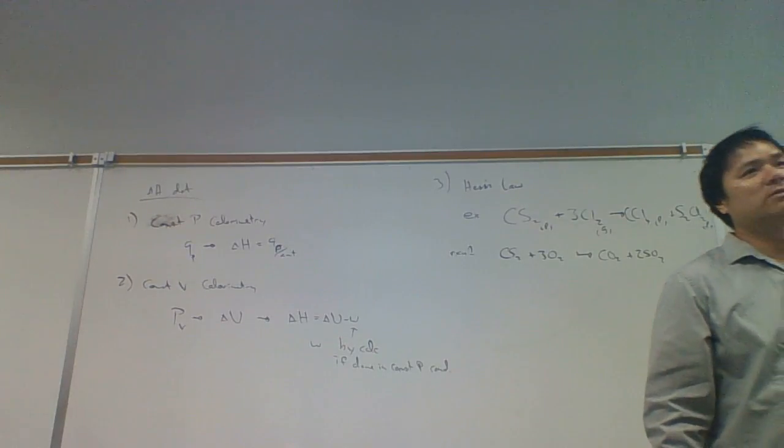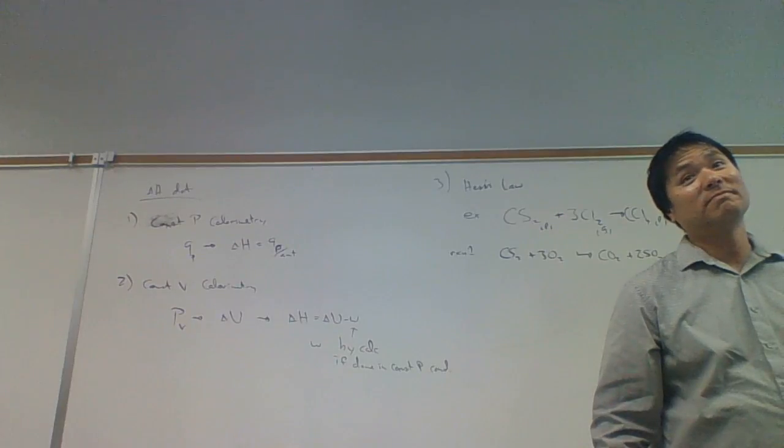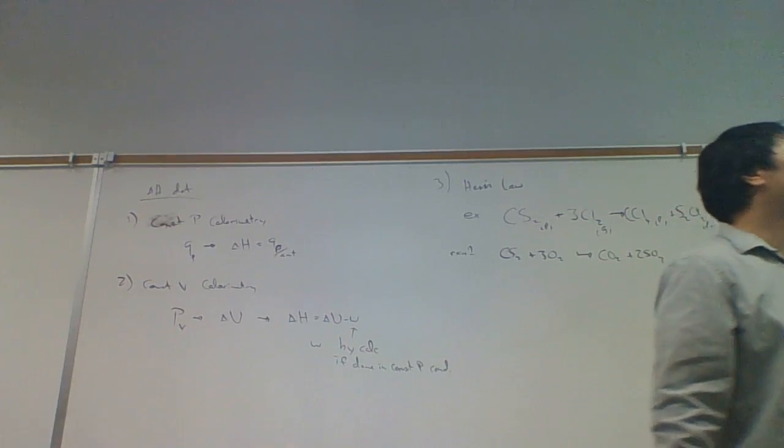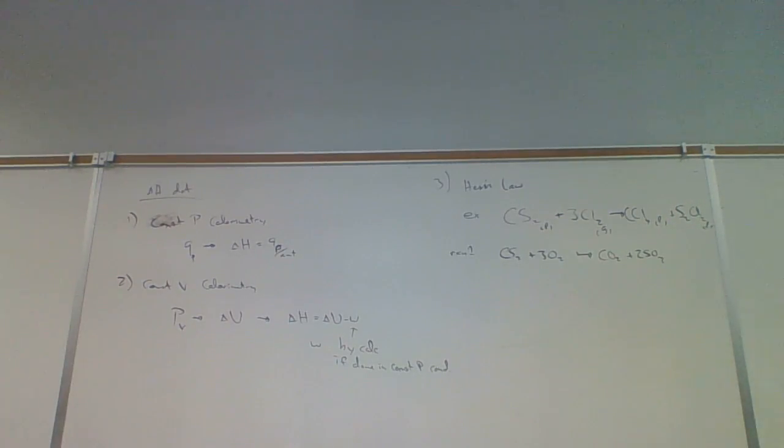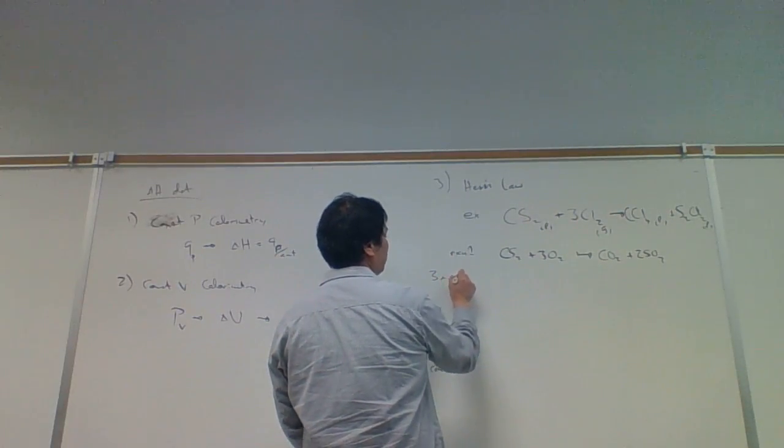Maybe it's a trick. Maybe they want us to use the first one because... No. Probably it's not a trick. I'm going to use this one. I'm just going to multiply by 3. If I multiply this by 3, what do I have to do to delta H? Multiply by 3. And so I'm going to use 3 times reaction 5.